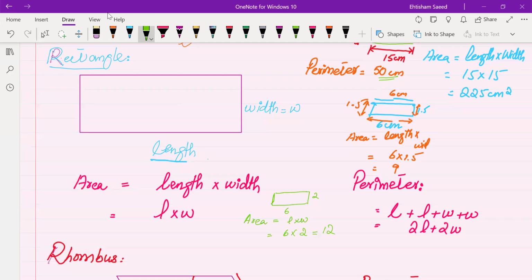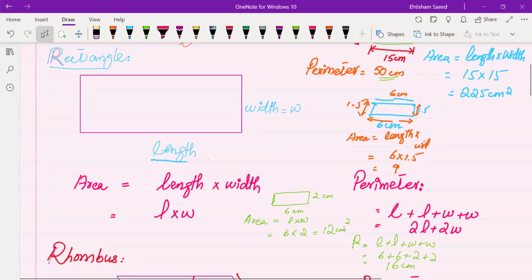Now finding the perimeter, perimeter P is equal to L plus W plus L plus W. So this is going to be 6 plus 6 plus 2 plus 2. This is equal to 12 plus 2, 14 plus 2, 16. So the perimeter is equal to 16 centimeters and area is 12 centimeters square. I hope it is clear now.